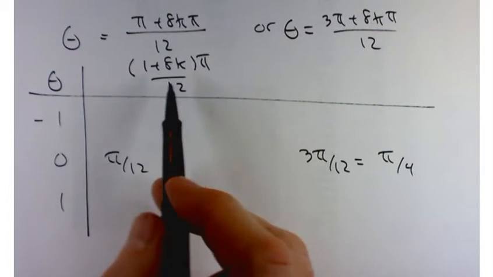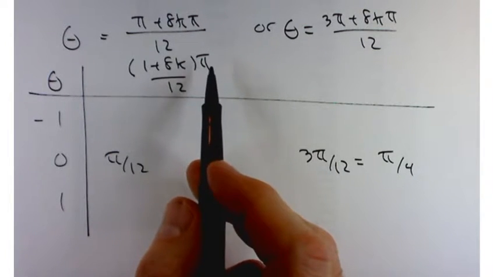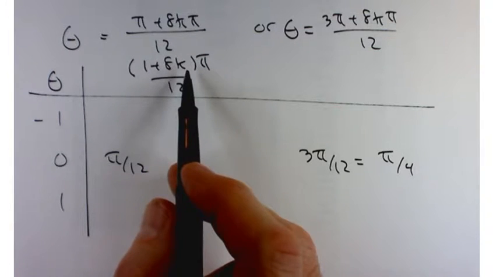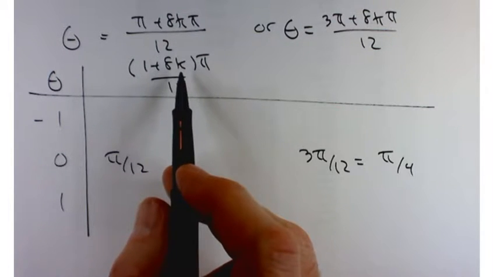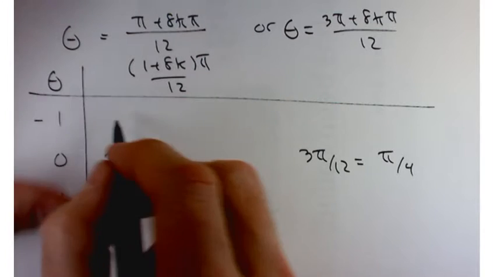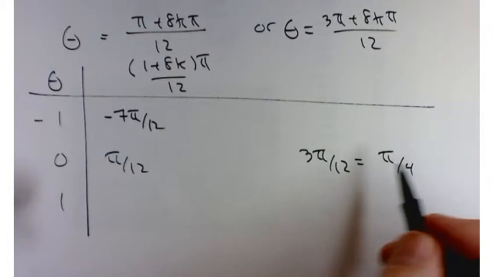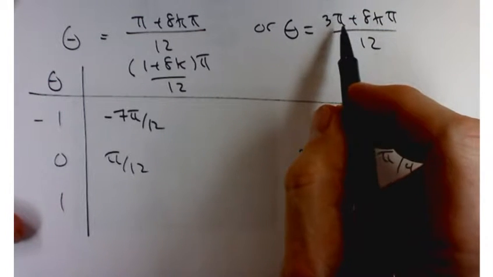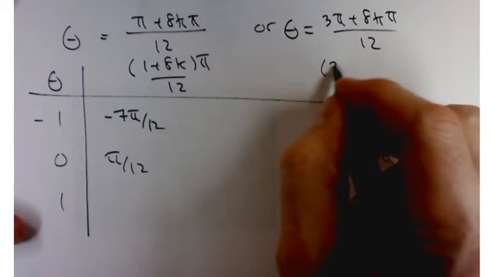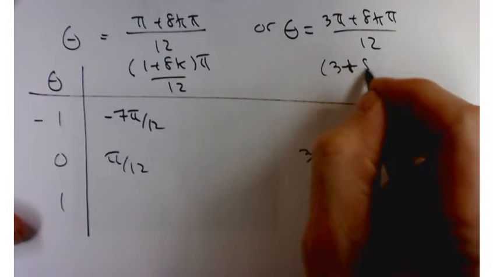Yeah. So here's a different take on it. If you factor out the pi, you're left with 1 plus 8 times k. 8 times -1 is -8, plus 1 is -7. So I end up with -7 pi over 12. And let's do that same trick over here. I'll factor out the pi. It's going to be 3 plus 8k.